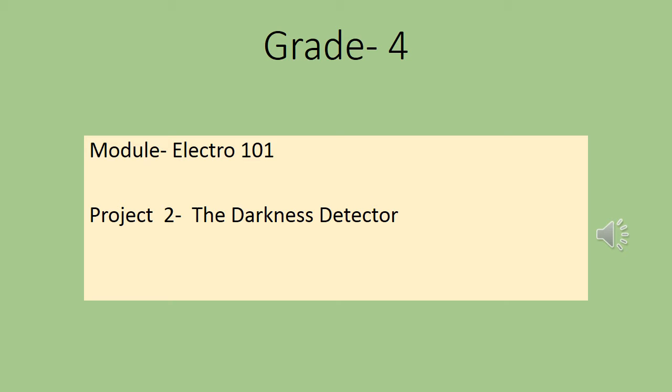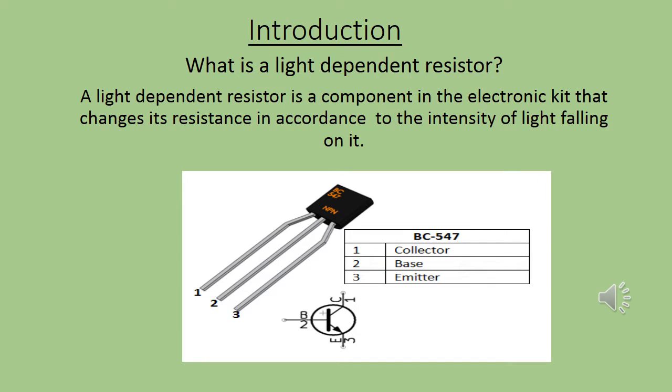Grade 4 Module Electro 101, Project 2: The Darkness Detector. Introduction. What is a light dependent resistor? A light dependent resistor is a component in the electronic kit that changes its resistance in accordance with the intensity of light falling on it.